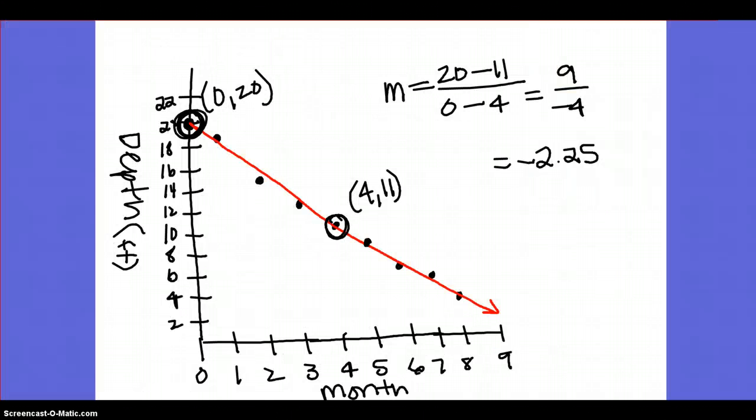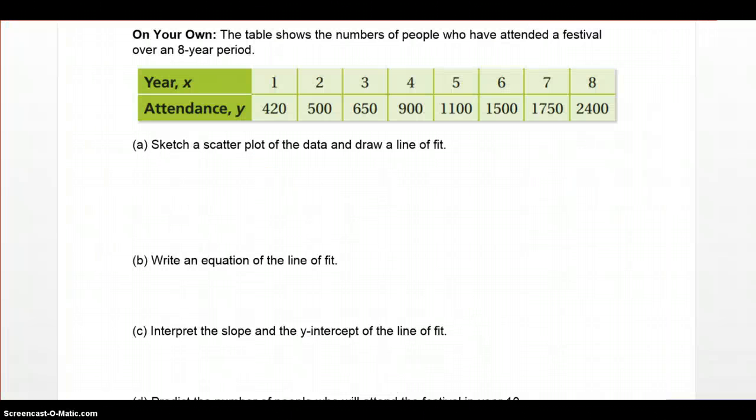All right, this next problem, there's our graph. This next problem is the on your own. So I do want you to do this problem completely on your own: sketching the scatter plot, writing an equation. Keep in mind it doesn't have to be perfect or exactly like another person in your class. Then interpreting the slope and y-intercept, and then I want you to predict the number of people who will attend the festival in 10 years.